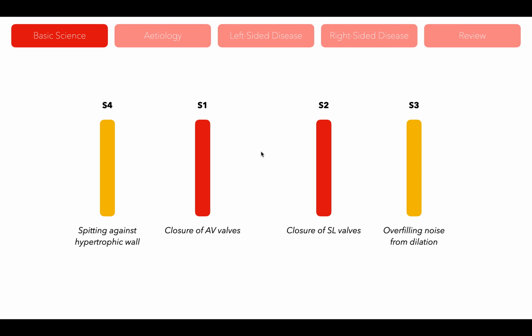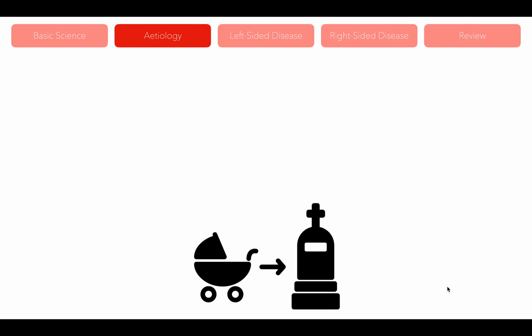So we have the closure of the AV valves, closure of the semilunar valves, and then S3 here is an overfilling noise from dilation. So a regurgitation has occurred, we have a dilation of the vessels, or we have a dilated cardiomyopathy, and the result is that there's this eccentric hypertrophy, and there's an overfilling going on. So that's the S3 noise that you hear. And then S4 is blood hitting against a concentrically hypertrophied wall. So go away and review your basic science if that doesn't make much sense for you. And we will push on with the clinical now.